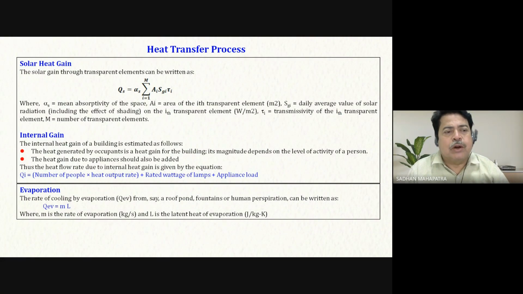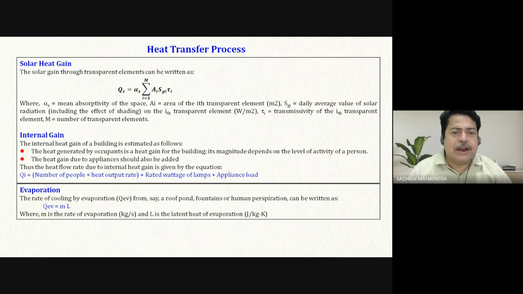Another important term is solar heat gain. Solar heat gain through a transparent element can be written as Qs is alpha s, summation i equal to 1 to m, Ai, SGi, and tau i. Alpha s is the mean absorptivity of the space. You just think of the radiation falling on a glass window. Ai is the area of that glass window. i means the ith transparent element in meter square. SGi is the radiation falling on the glass surface, and tau i is the transmittivity of the glass surface. m is the number of elements.